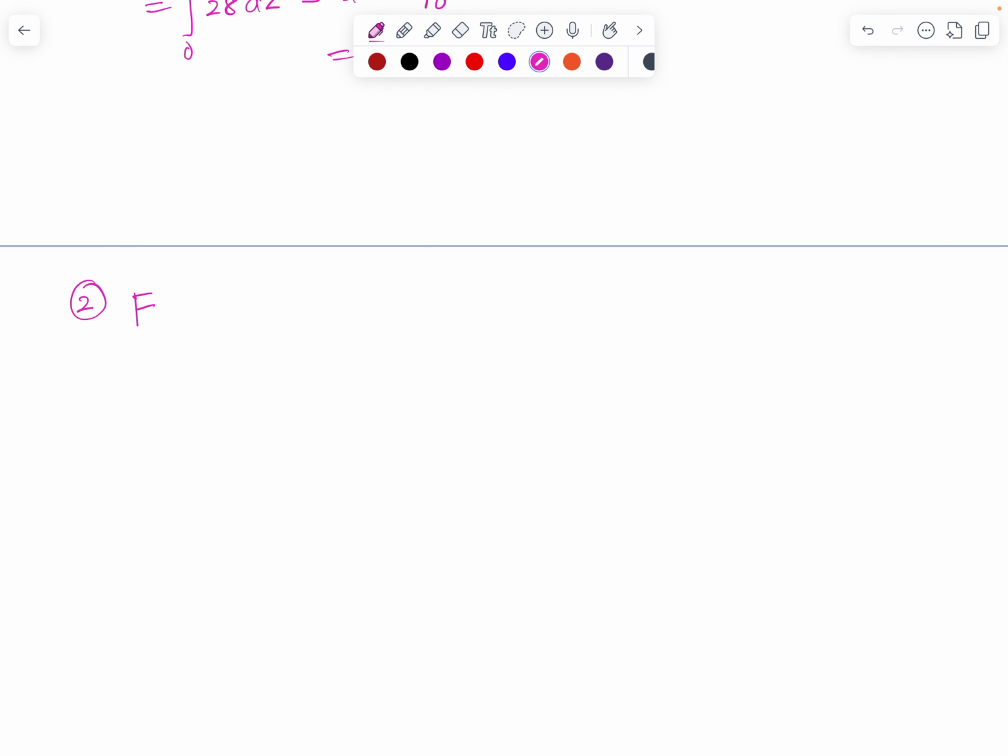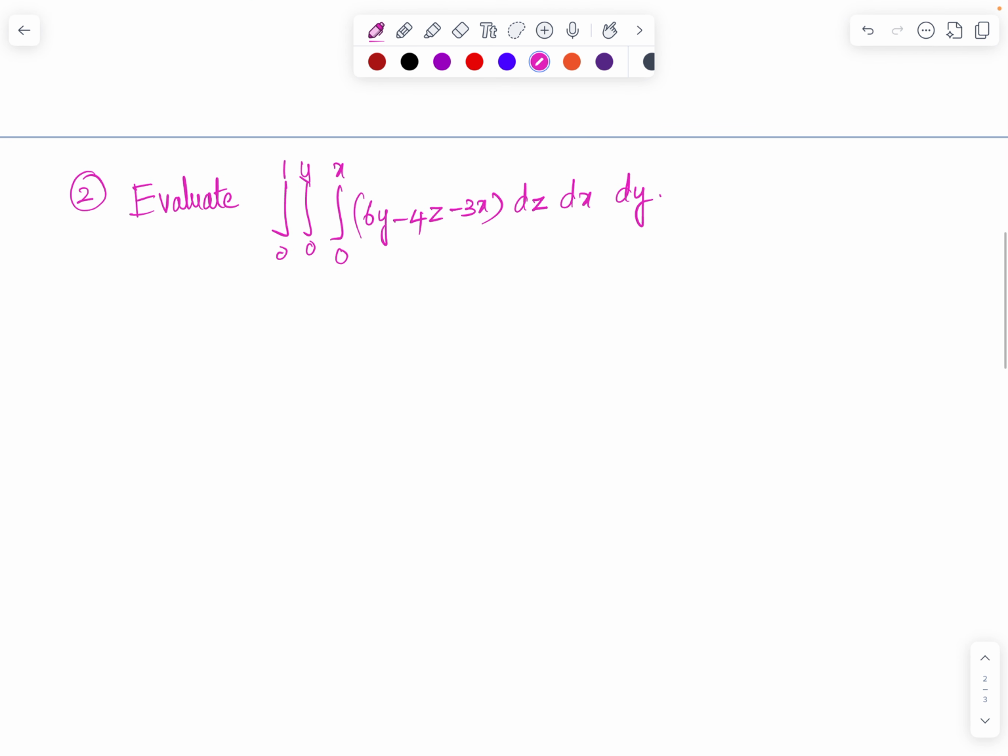So evaluate the integral 0 to 1, 0 to y, 0 to x, of 6y minus 4z minus 3x, and here dz, dx, dy. Okay, so as I said before, the order as well as the corresponding limits for every variable matter. Okay, so let us go to the answer directly.